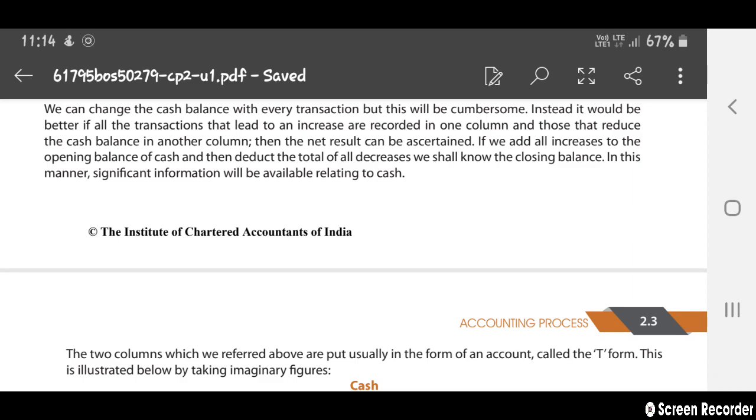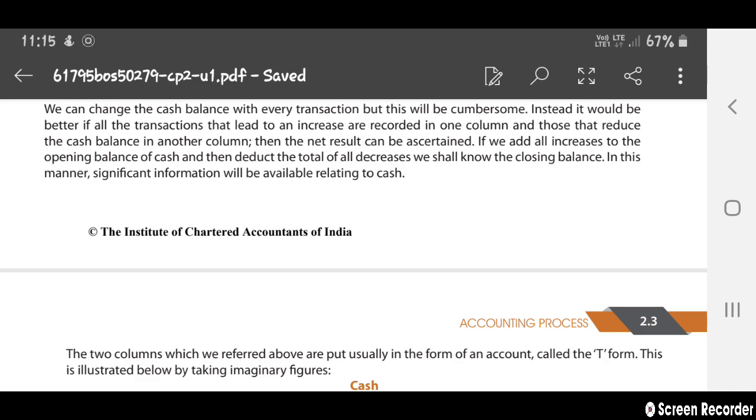Instead, it would be better if all transactions that lead to an increase in cash can be recorded in one column. If we record all of them in one column, it would be very good. And the transactions that reduce the cash balance should be recorded in another column. Then the net results can be ascertained.